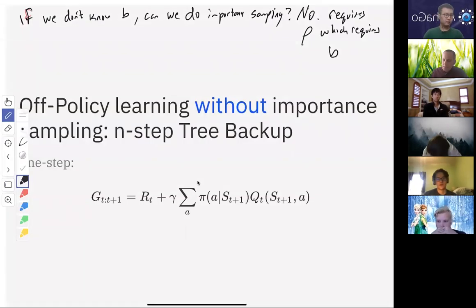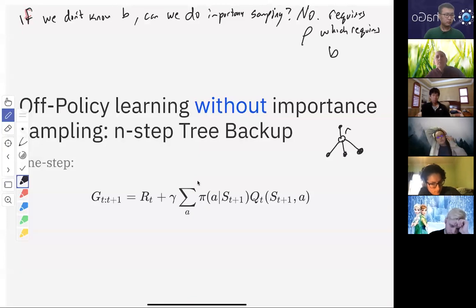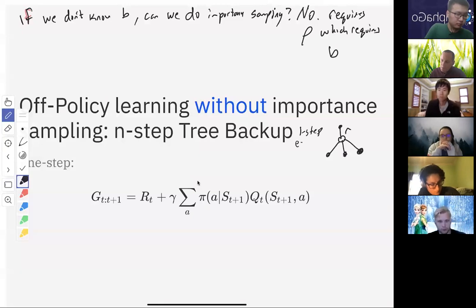Okay, so let's look at first just expected SARSA, right? This is our backup diagram. We have one step. We go ahead and take an action. We get a reward, and then we do a weighted sum, right, of our Qs. So there's nothing new about that in particular. So this is one step SARSA. Sorry, one step expected SARSA.